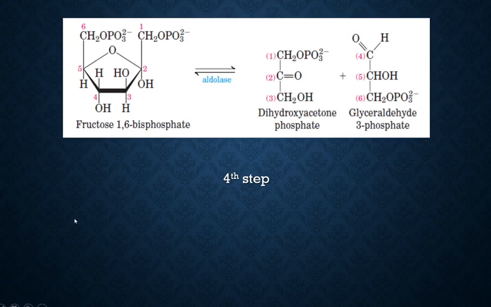So next is the fourth step. In the fourth step, starting from fructose 1,6 bisphosphate, we get two 3 carbon molecules, dihydroxyacetone phosphate and glyceraldehyde 3 phosphate. The fourth step of glycolysis employs the enzyme aldolase to cleave fructose 1,6 bisphosphate into two 3 carbon molecules, dihydroxyacetone phosphate and glyceraldehyde 3 phosphate. Let's move to the fifth step.